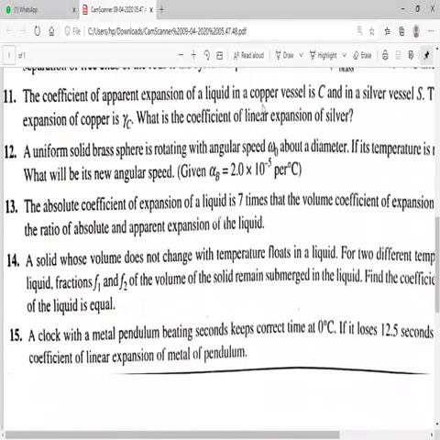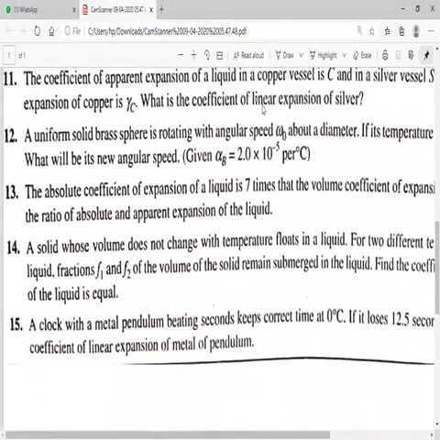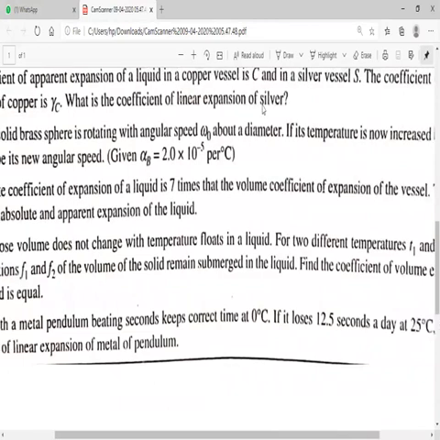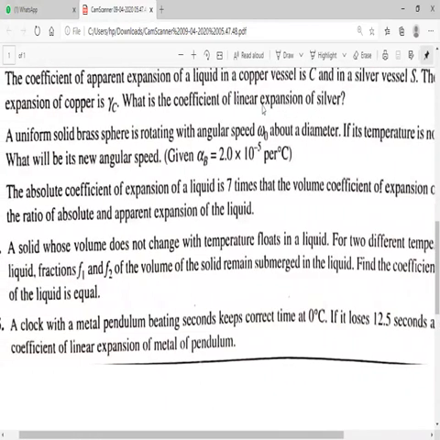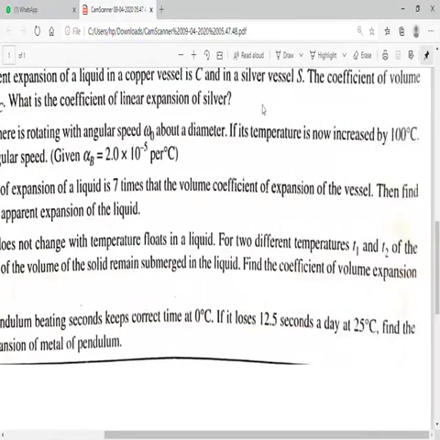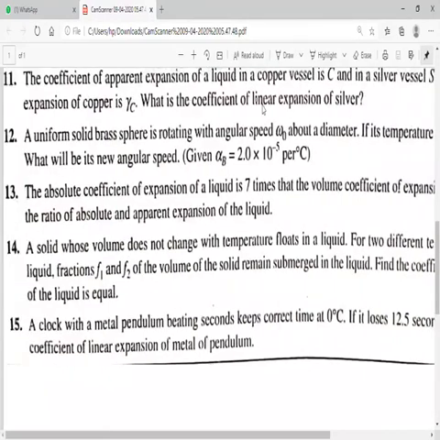Question number 14. A solid whose volume does not change with temperature floats in a liquid. A solid was considered, and it was given that its volume does not change with temperature. It is just floating in a liquid. For 2 different temperatures T1 and T2 of the liquid, 2 different cases were considered.